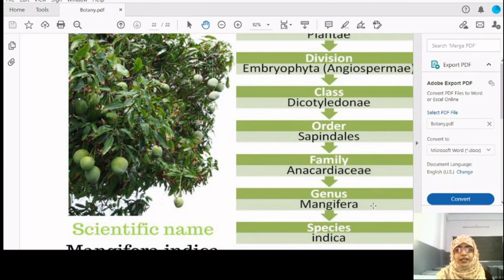Okay, so what is this Plantae, division, class, order and family comprise of? Plantae is nothing but the kingdom of plants, whereas the division is Embryophyta, the class is dicotyledon, the order comes under Sapindales, and the family is Anacardiaceae. The genus is Mangifera and the species is indica. Mangifera indica is the specific name or the binomial name of mango.